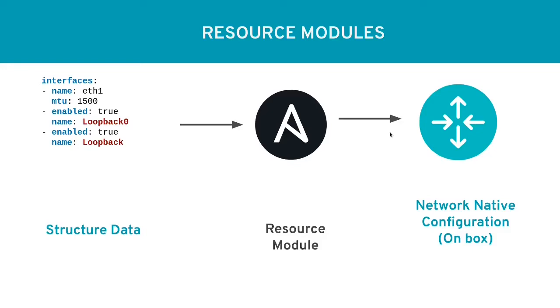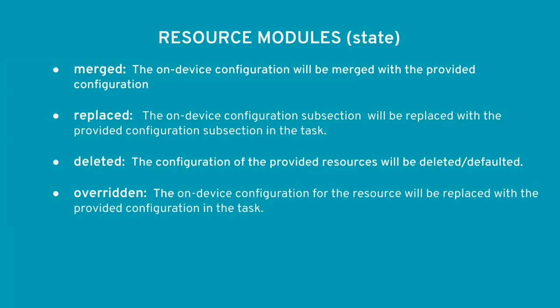So let's move on to the next slide. Okay, so for the resource module, we provide config as input, and then we also provide a state value there. State is basically what type of operation you want to perform. There are 7 states which are supported now, and the first one is merged.